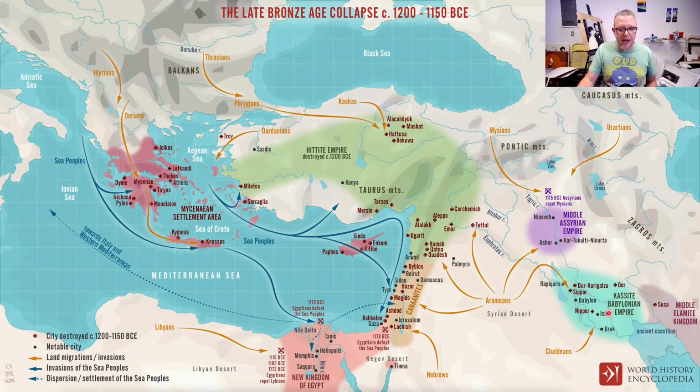The Kassites are the rulers of Babylon down here. The Kassites would survive, but in a weakened form. The Hittites up here, gone, just gone. Ugarit gone. The Amorites gone, and even the New Kingdom of Egypt. We talked about Old, Middle, and New Kingdom. The New Kingdom of Egypt survived, but boy, were they weakened.